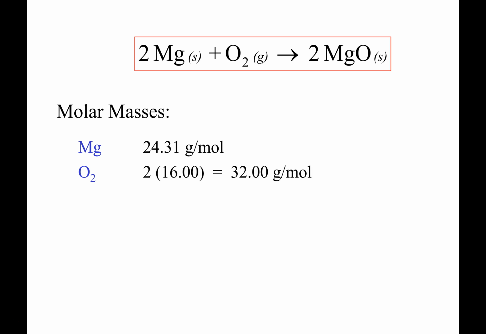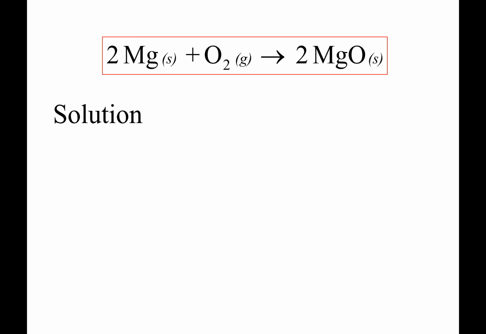We don't need it for this one, but we'll need it for the follow-up problem. The molar mass for magnesium oxide would be 1 times 24.31, which is magnesium, plus 1 times 16.00. So the molar mass of MgO is 40.31 grams per mole. That's our background calculation. All right, so let's work it.